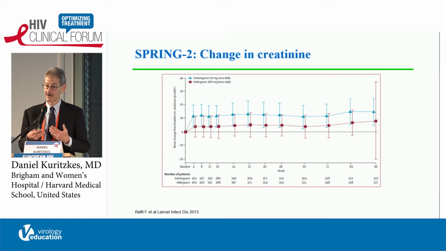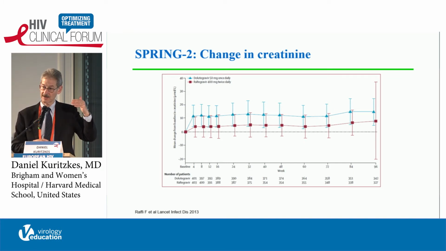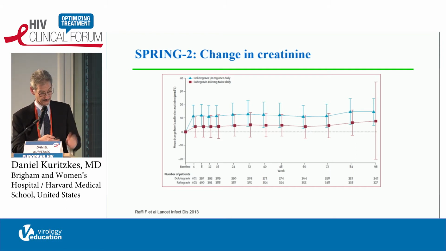And if you do iohexol clearance and calculate a formal GFR, there's absolutely no difference. It just makes things slightly confusing clinically, especially if a patient is at the margin of stage 1 renal insufficiency.